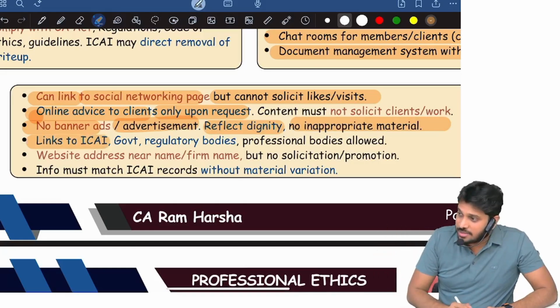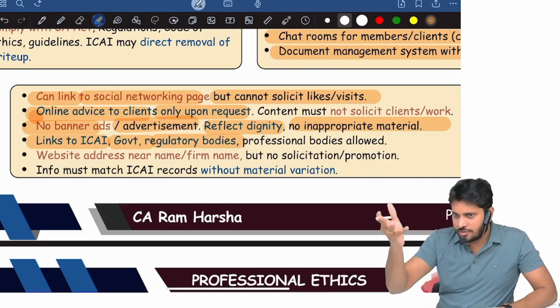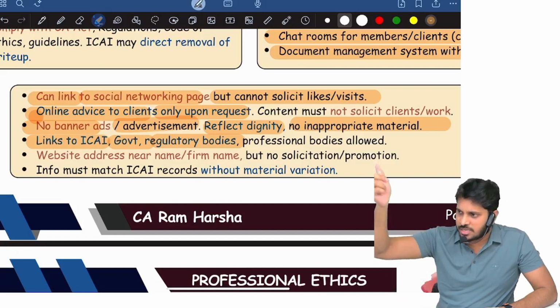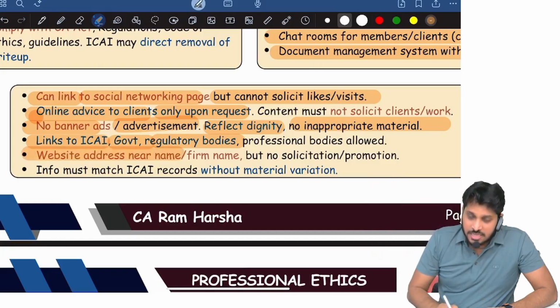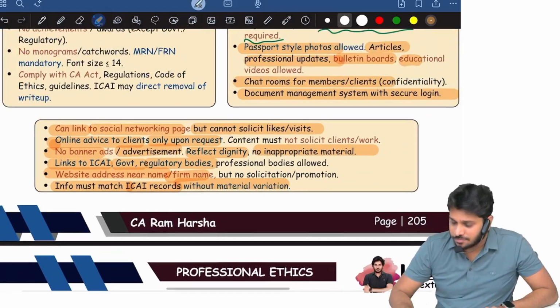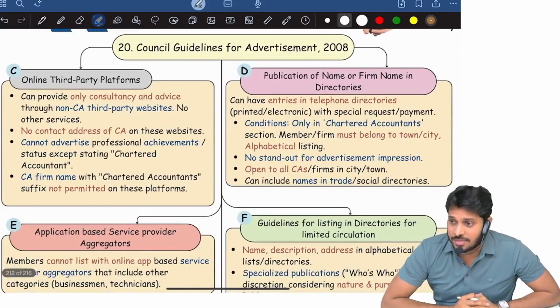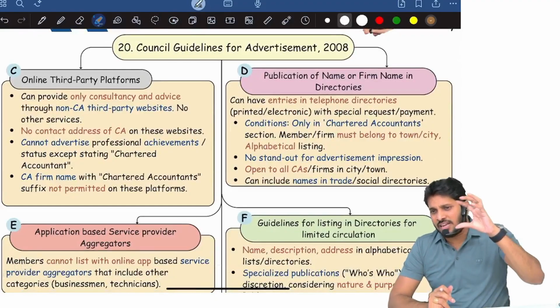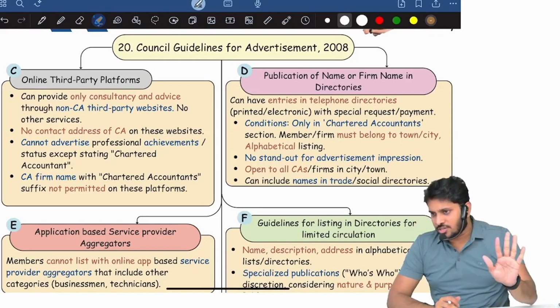And links can be there for the ICAI website, government website, regulatory bodies. In almost every CA audit firm's website you see the income tax website link, everything, links will be there. Website address must be as near as possible to the firm name, and information must match ICAI records without any variation. That's it. With this, website guidelines is completed. Clear, all of you? And website color and font can be your choice. No conditions on that.